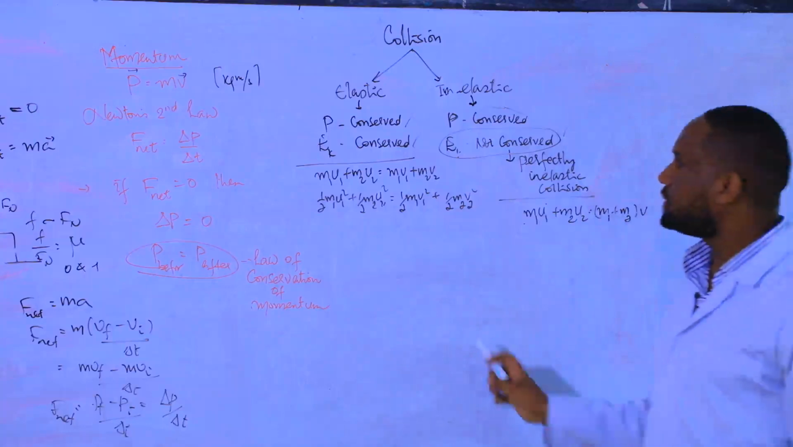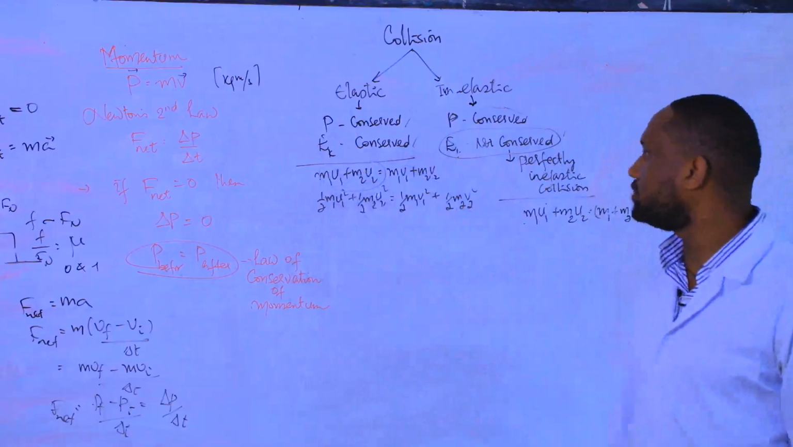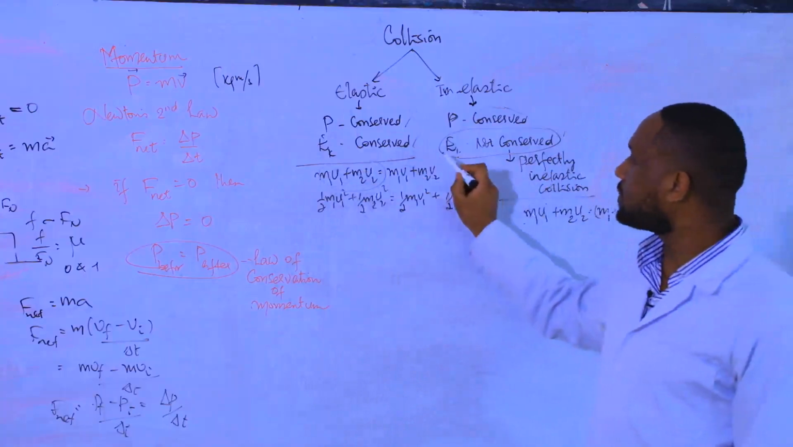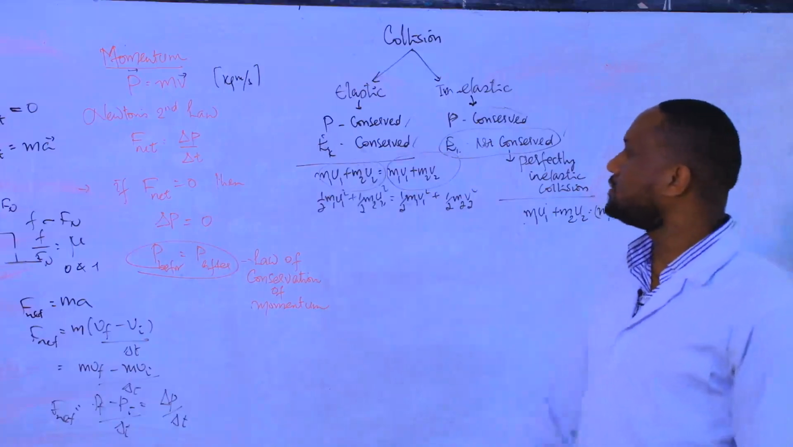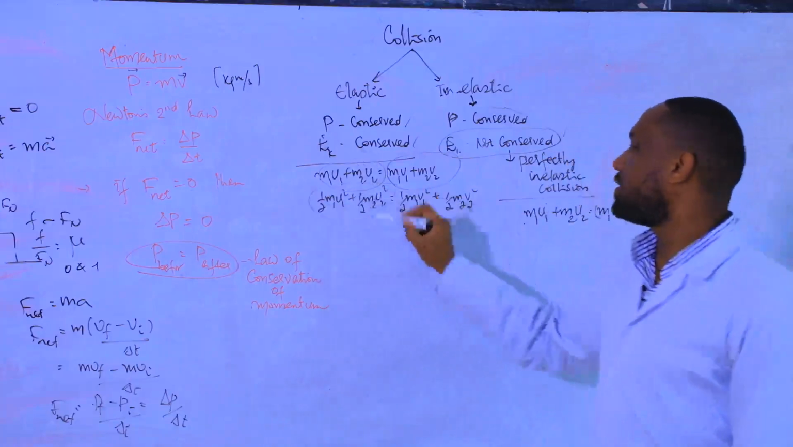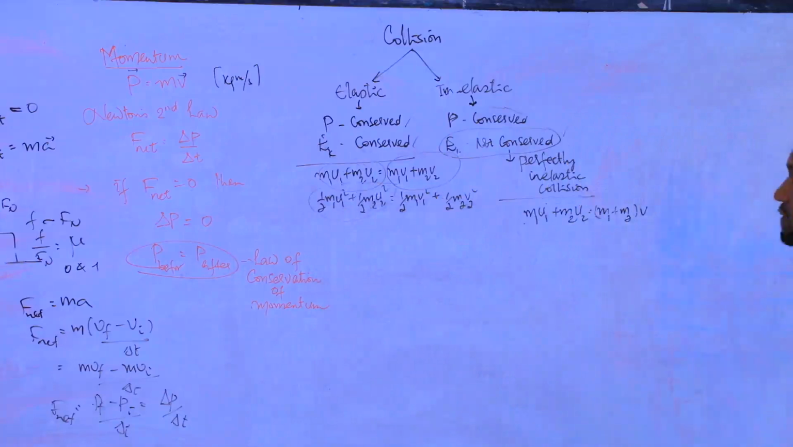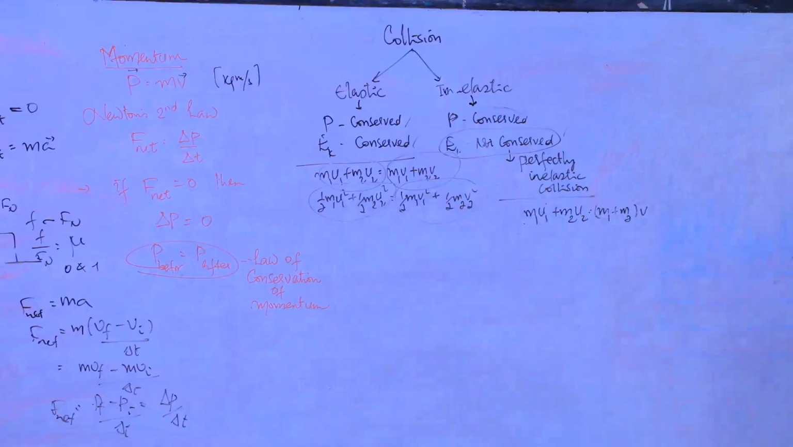Okay? So when we say momentum is conserved, the total momentum of the colliding objects before collision is exactly equal to the total momentum of the colliding objects after collision. And when we say kinetic energy of the colliding objects is conserved, the total kinetic energy of the colliding objects before collision is exactly equal to the total kinetic energy after collision.